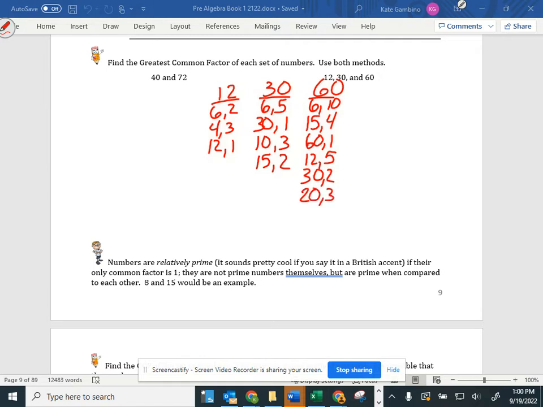So I listed the factors. Now we're at the seed. What do I have to do for my seed? Evan? Circle the common factors. Circle the ones that all three have in common.